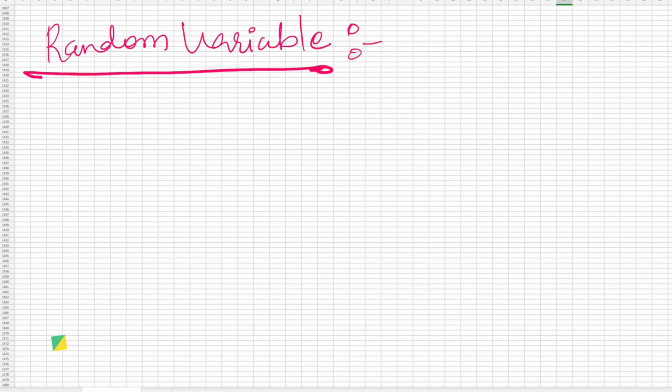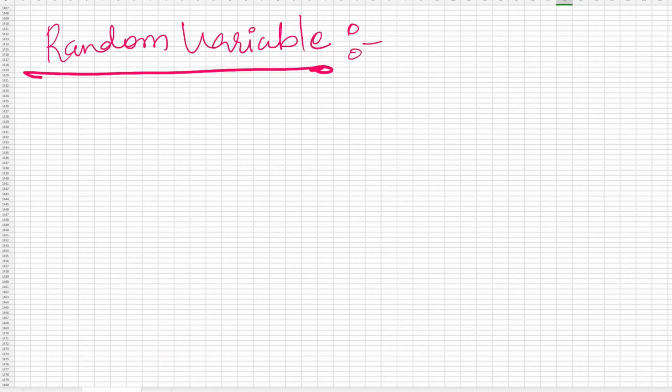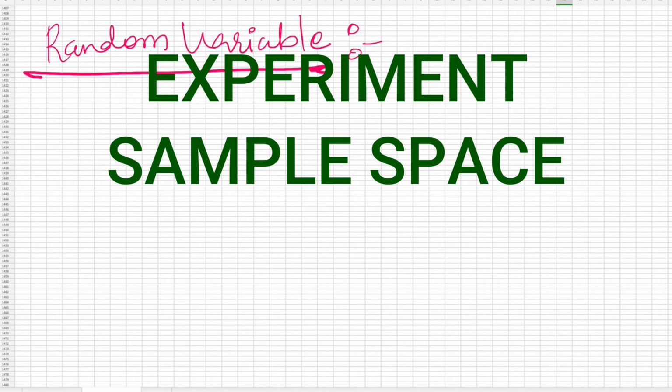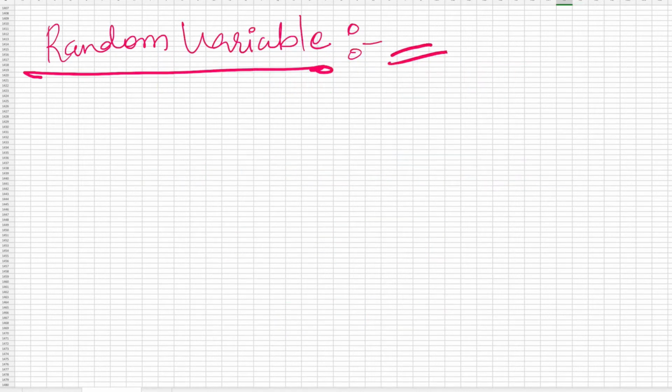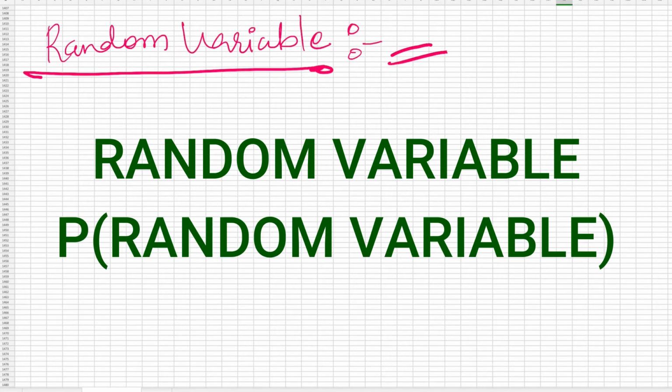Hello, my name is Naseem, and in this video we will talk about random variable, the next topic within probability. In the last couple of videos we already got a fair understanding of different topics like what is an experiment, what is the sample space of the experiment, what are events of a sample space, and how we can calculate probability of these events. In this video we will try to understand random variable and how to calculate probability of random variable. I mean probability distribution of a random variable.